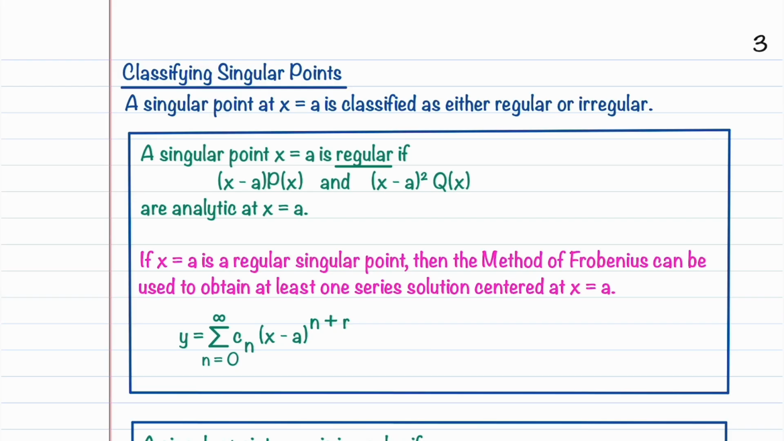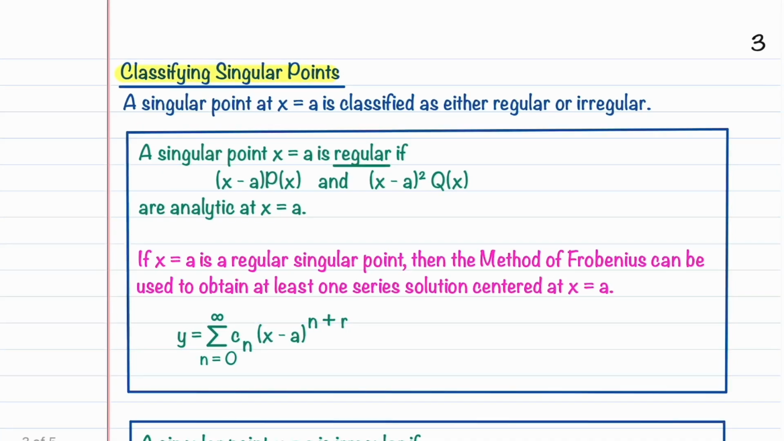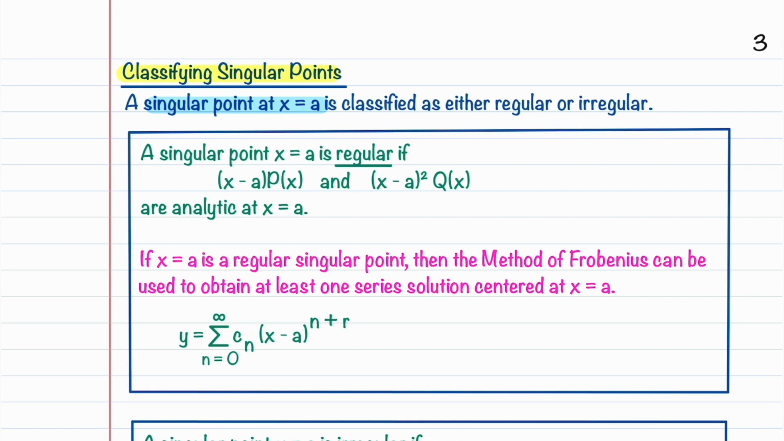Before we walk through some examples, we need to learn one more thing, and that is how to classify singular points. A singular point at x is equal to a is classified as either regular or irregular. A singular point at x is equal to a is regular if x minus a times p of x and the quantity x minus a squared times q of x are analytic at x is equal to a. Remember, p of x is the function that multiplies y prime, and q of x is the function that multiplies y.